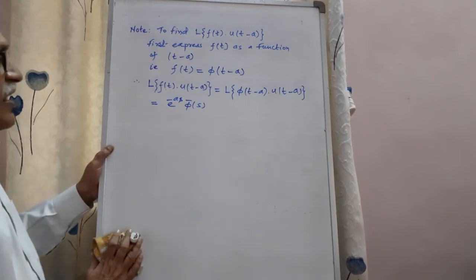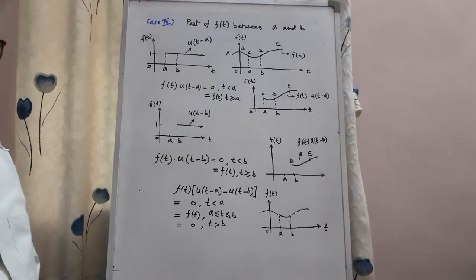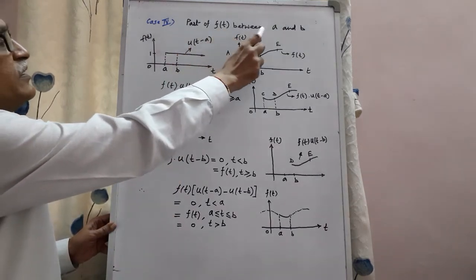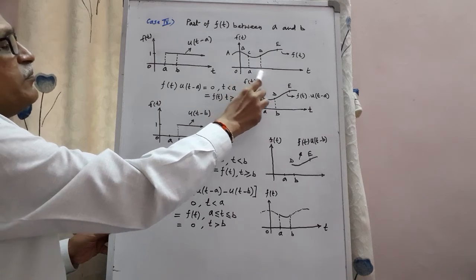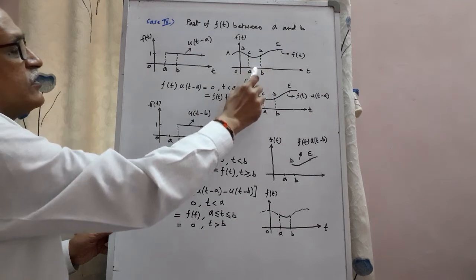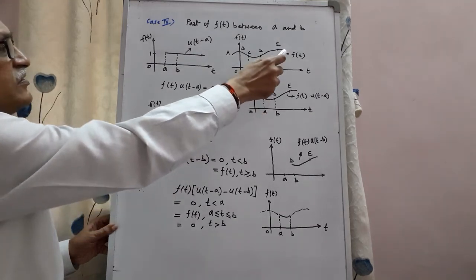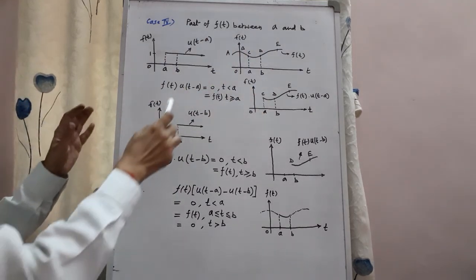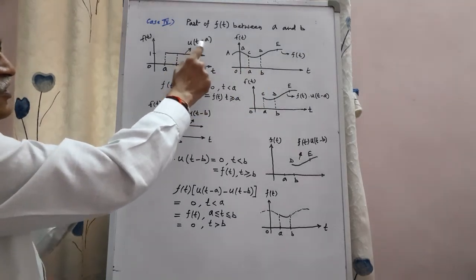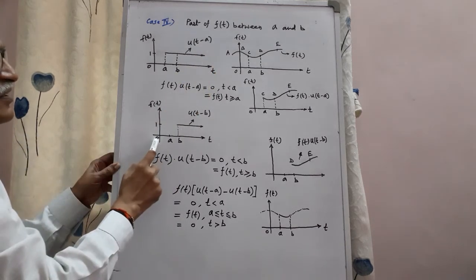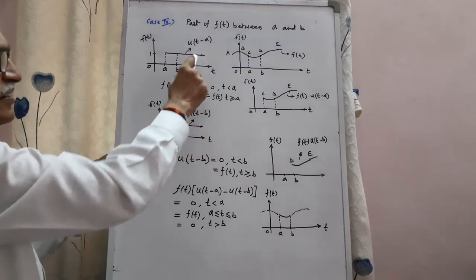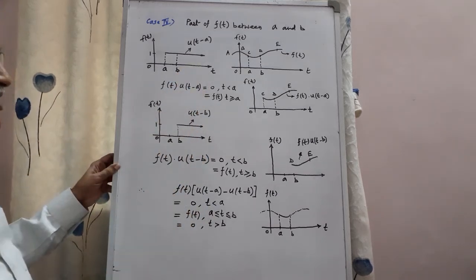Then last case, fourth case: part of function f of t between points a and b. Therefore, if I want to find the portion between these points a and b, how can we obtain it? For that, we have to multiply this function f of t by the displaced unit step function u of t minus a, and a second time multiply the same function by u of t minus b, and then take a subtraction of these two to get the value.